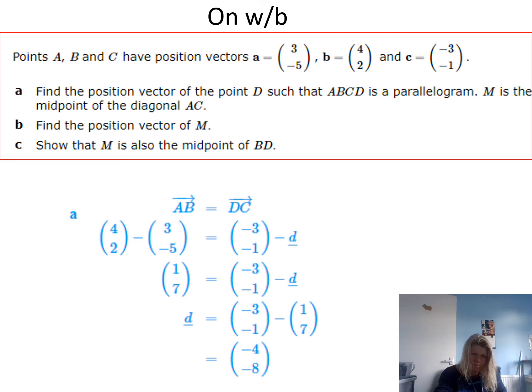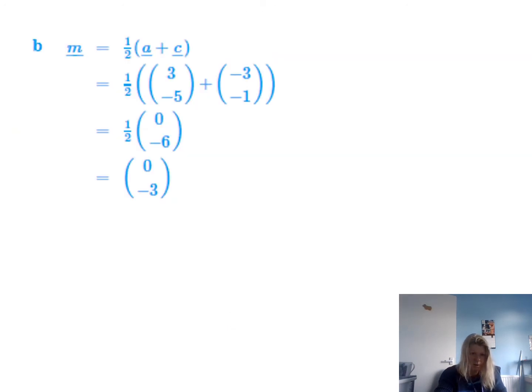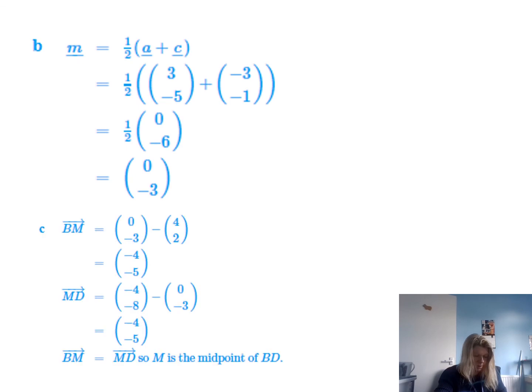Try to show AB is equal to DC. You find D that way. Hopefully you got D. Part B. That's the position vector of M. And part C. There we have it.